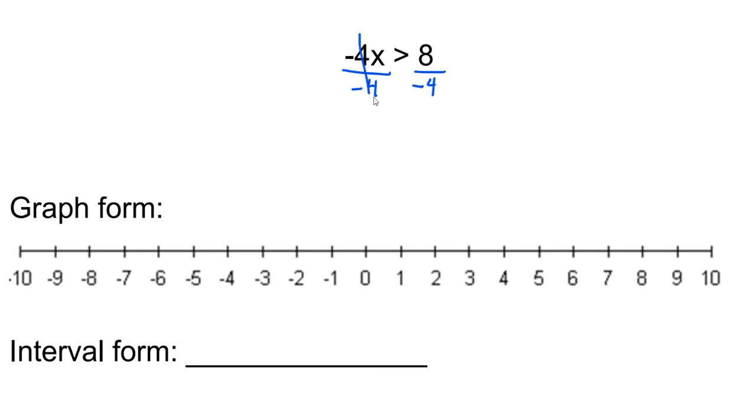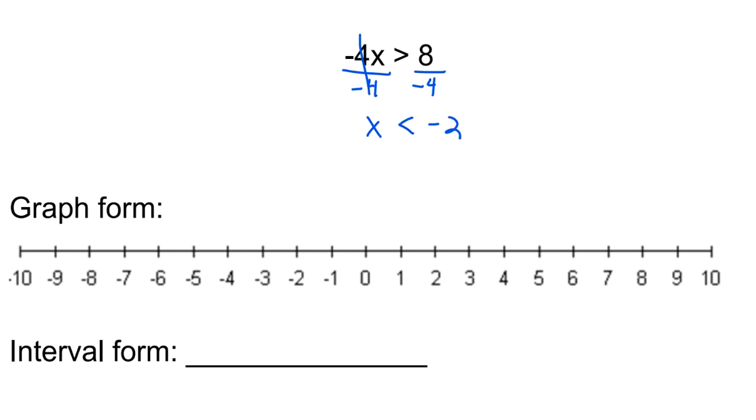This gives me x on the left side, and on the right side I would have negative 2. But we need to make sure that because we divided both sides of the inequality by a negative number, we have to reverse the inequality symbol. So instead of saying greater than, it now should say less than.